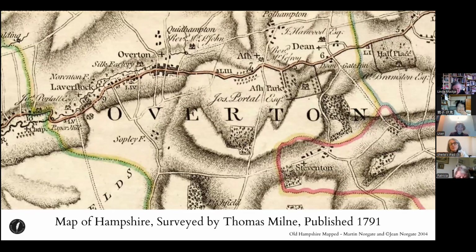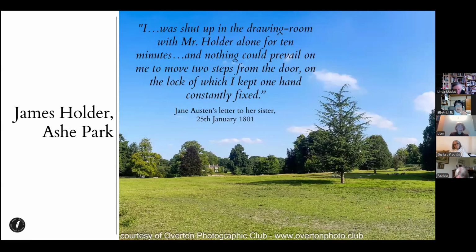Now next, we're going to visit Ash Park. So Ash Park here was the property of Mr. Joseph Portal, whose name we can see here, but it was tenanted by Mr. James Holder. Mr. Holder featured frequently in Jane's letters from Steventon, and the Austens were regular visitors at Ash Park. Like Sir Thomas Bertram in Mansfield Park, Mr. Holder's wealth came from a West Indian slave-owning plantation.